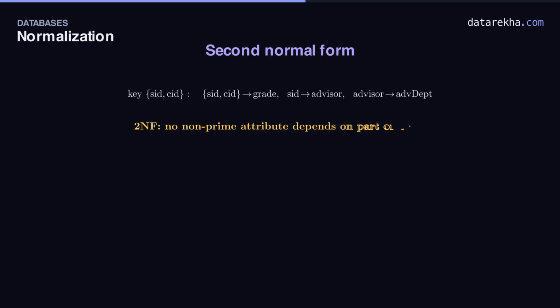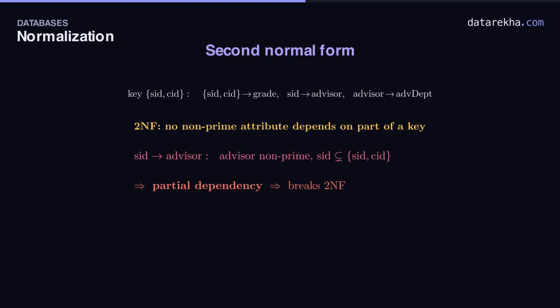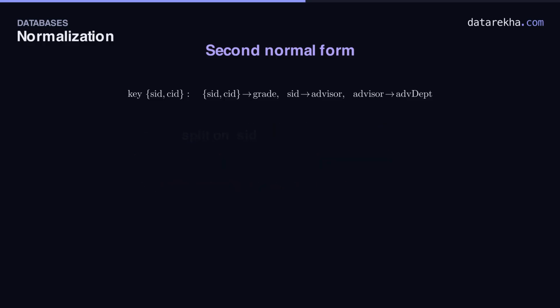Second normal form forbids a partial dependency, a non-key column that leans on only part of a composite key. The prime attributes are student and course. Grade, advisor, and department are non-key. And look, advisor depends on student, just half the key. Fix it by moving the offender out.